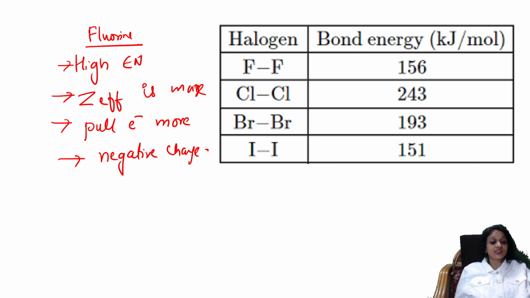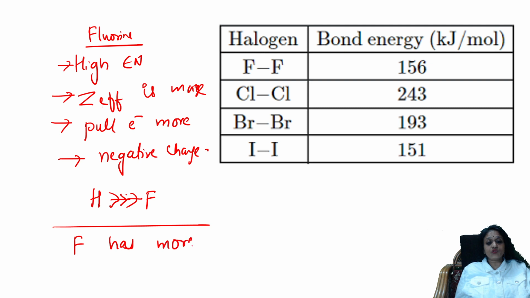Now tell me, students, when you see all these properties, is it not more reactive? Yes, because Z effective is more. Whichever it is combining with, it tries to pull the electron density. So what did they say? Fluorine has low reactivity, and that's wrong. Fluorine has more reactivity because Z effective is more. That's why we said the assertion is wrong. Now they said fluorine bond dissociation enthalpy is low.